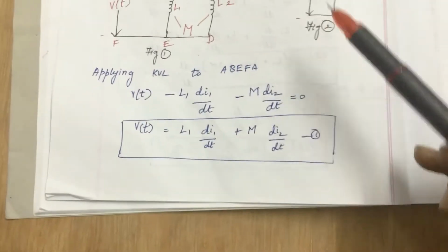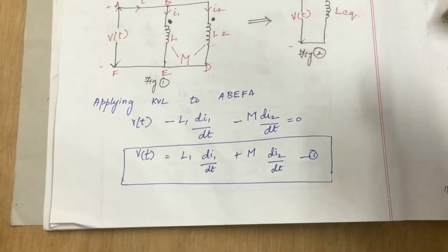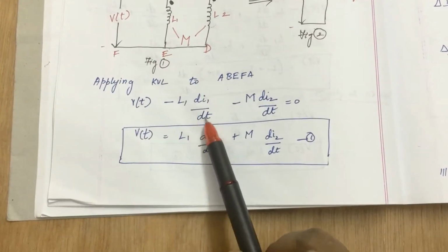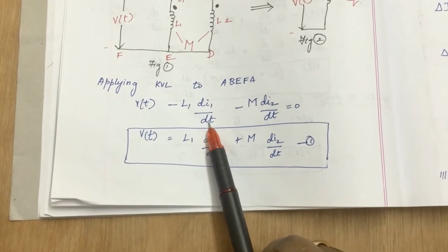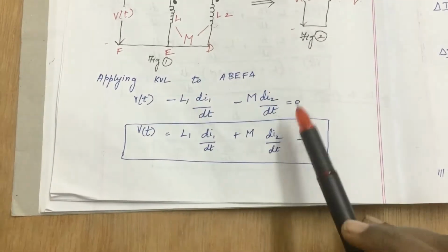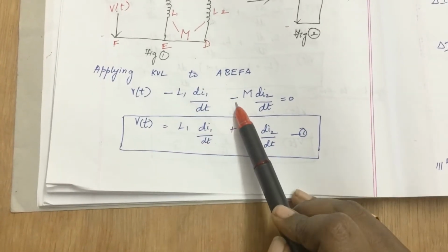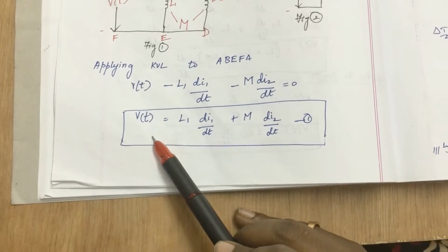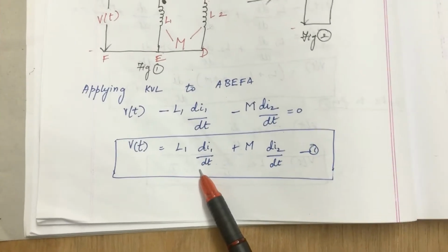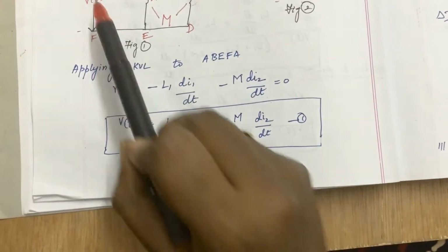By applying KVL to the loop A, B, E, F, A, we write the equation as V of t minus L1 di1 by dt minus M di2 by dt equal to 0, where M di2 by dt is the mutual inductance term. Since it is aiding, both L and M will follow the same sign. So V of t is equal to L1 di1 by dt plus M di2 by dt. This is the first equation we got for this loop.